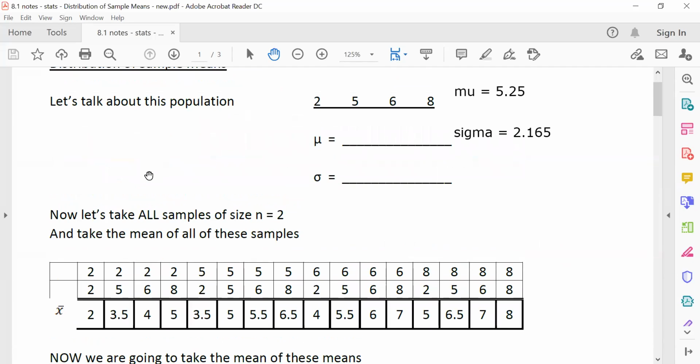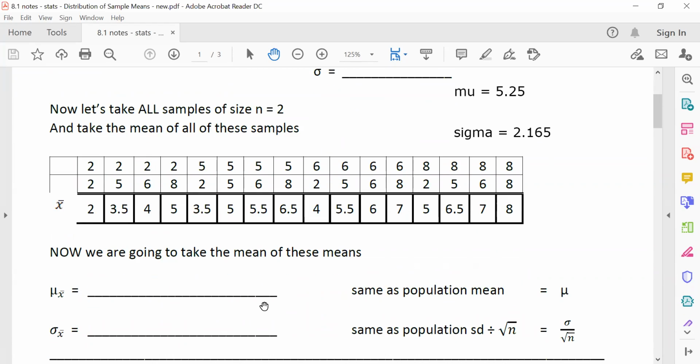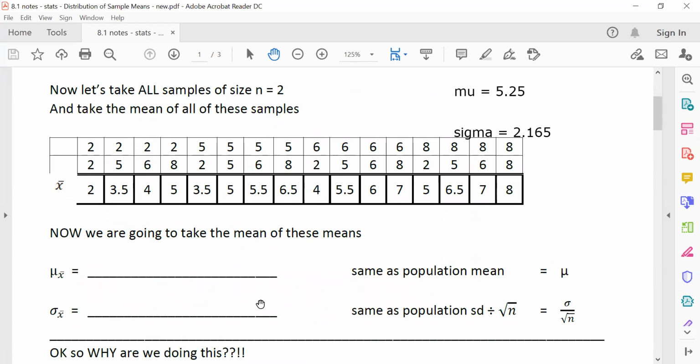All the samples of size 2 you can take, where you can use replacement, meaning you can use a number twice. You can take 2 twice, you can do 2 and 5, 2 and 6, 2 and 8. Then you can do 5 and 5, 5 and 6, 5 and 8, 6 and 6, 6 and 8, and then you can take 2 8s, assuming you are allowed replacement in the sample. We'll talk about why we care about that in just a moment.